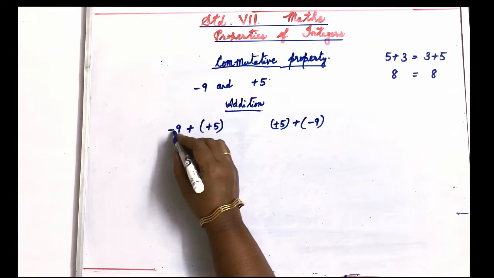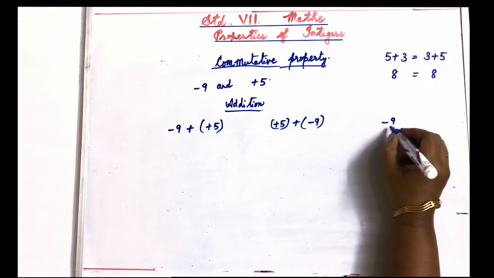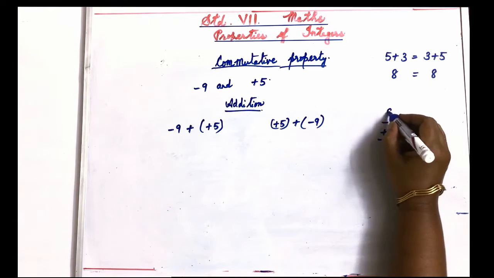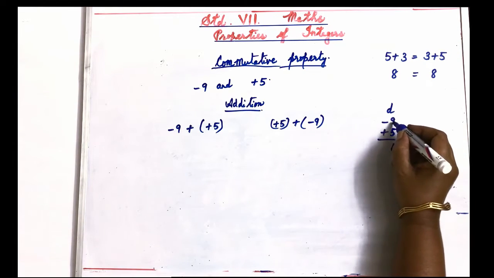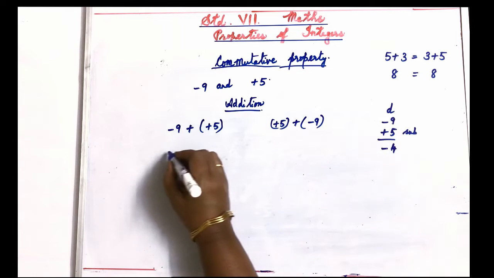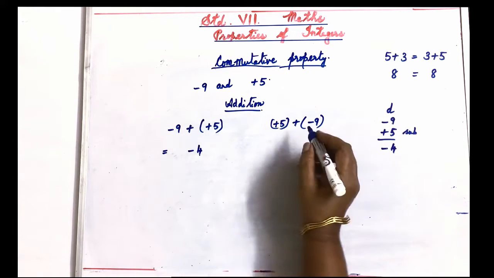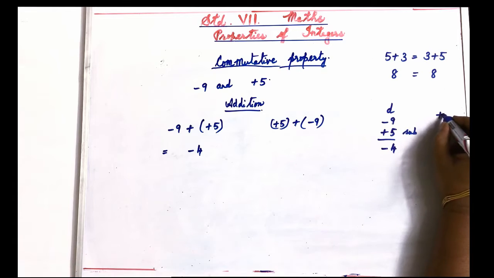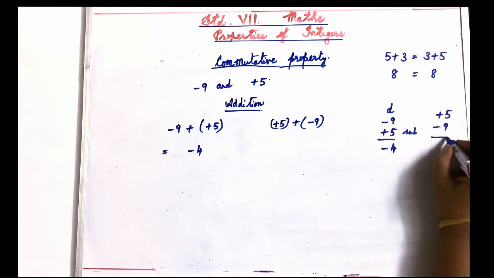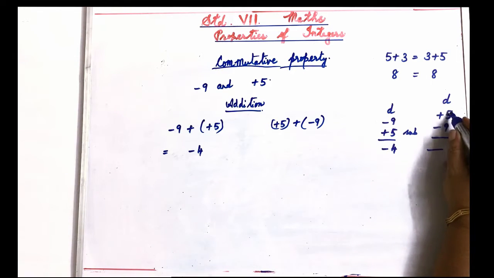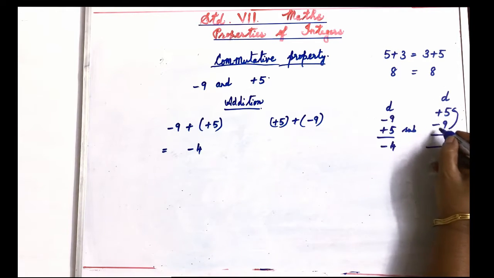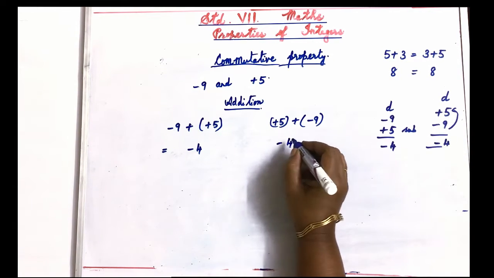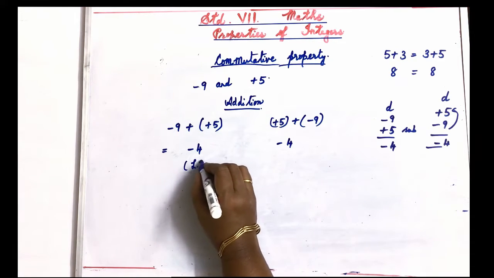Now here minus 9 plus 5. Both are having different sign. So we should subtract. 9 minus 5 is 4. Greater number sign is minus. So here we will get minus 4. And for this side, plus 5 minus 9. Here also we are having different sign. We have to subtract from the greater number. So 9 minus 5 is 4. And greater number sign is minus. So minus 4.